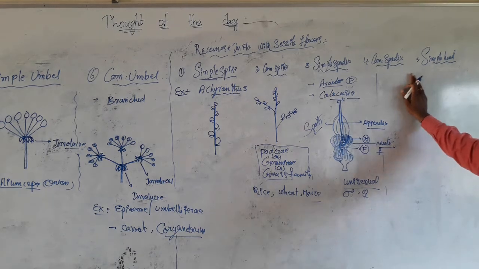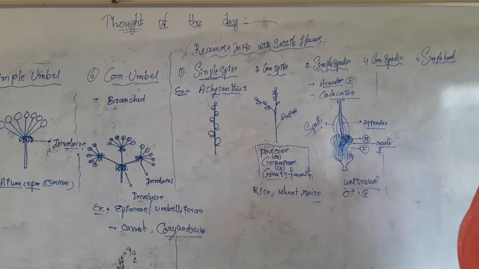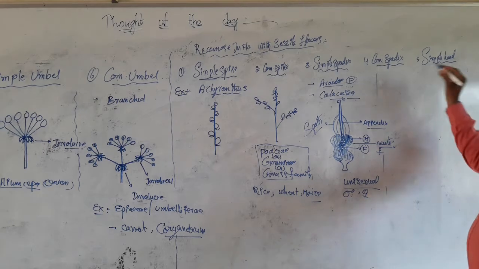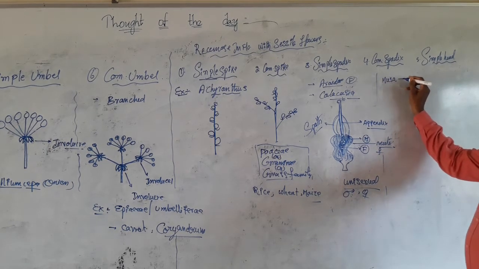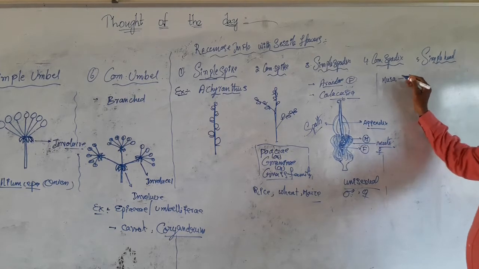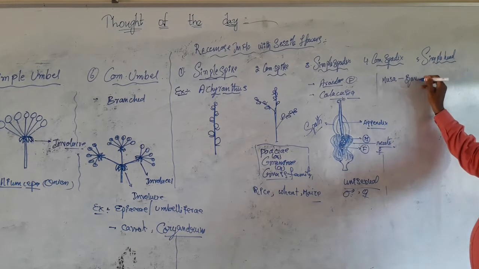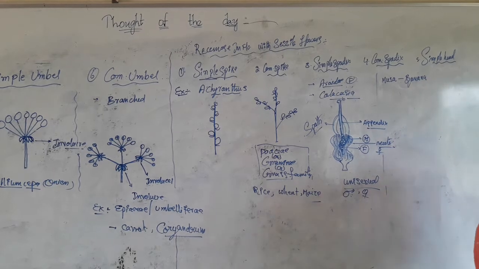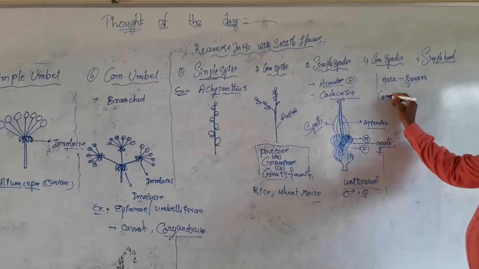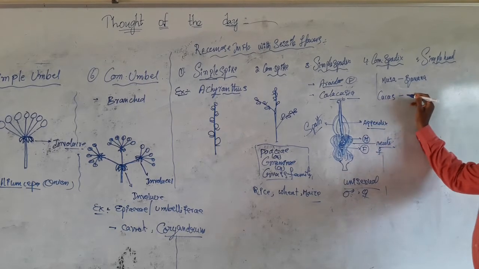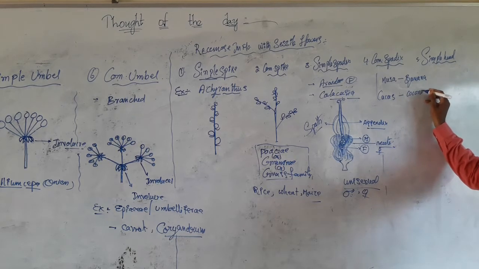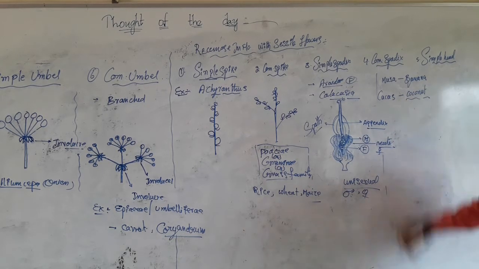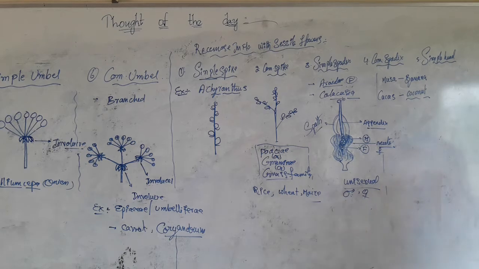Okay, compound spikes. So generally it is compound spadix, it is present in Musa paradisiaca, that is the common scientific name of the plant banana. Musa paradisiaca, scientific name of banana. And it is also present in Cocos nucifera, that is the scientific name of coconut. Coconut. Okay. ఇక్కడ విషయం గుర్తు పెట్టుకోవాలి, జాగ్రత్త.